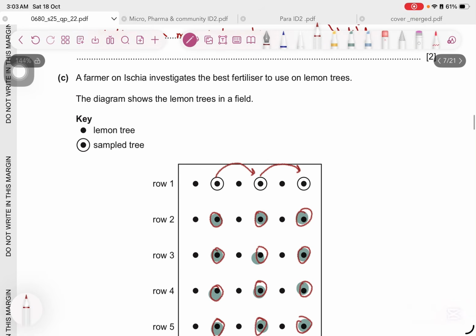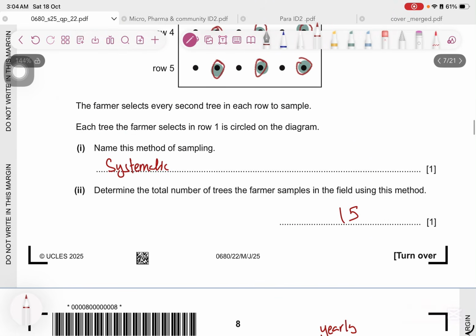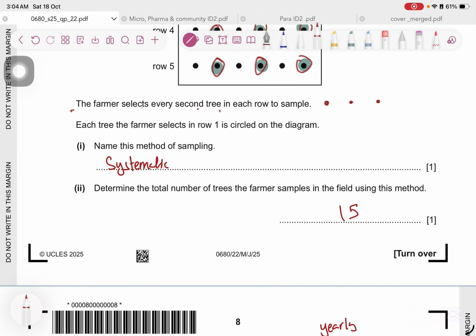A farmer in Ischia investigates the best fertilizer to use on lemon trees. The diagram shows the lemon trees in the field. Now the lemon tree is the circle one, and then they show you the sample tree. Now they're asking us to complete this. The farmer selects every second tree. What the farmer is doing is that he skips one and hops on to the next.